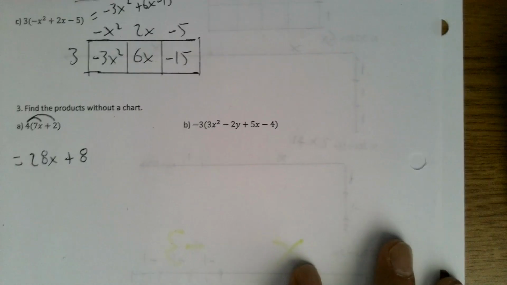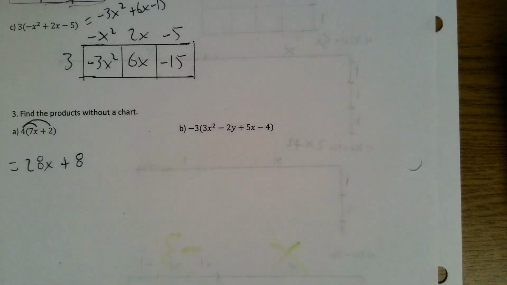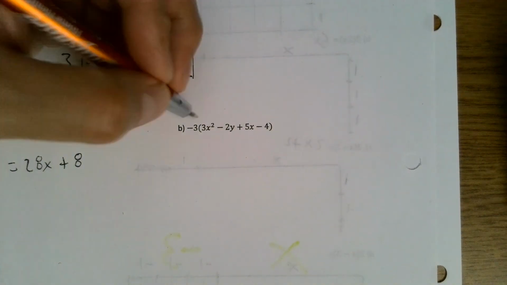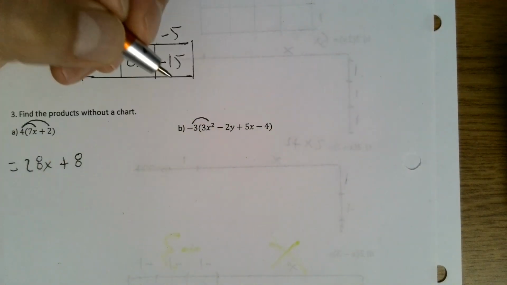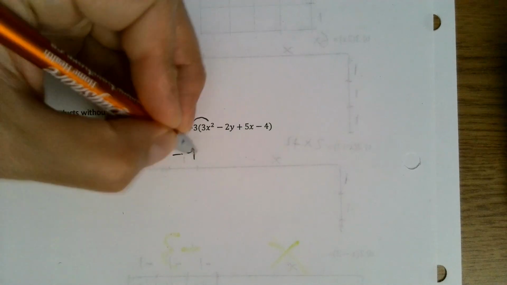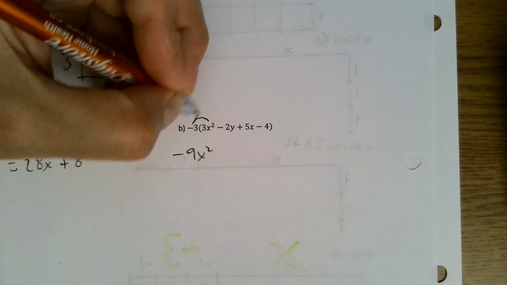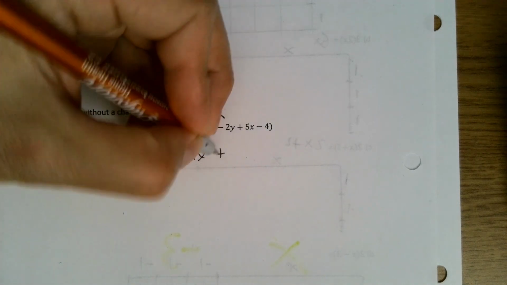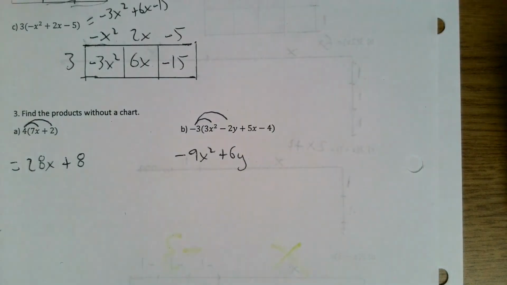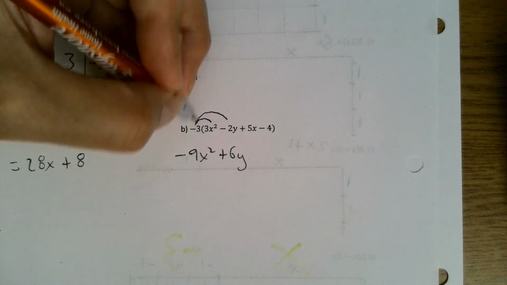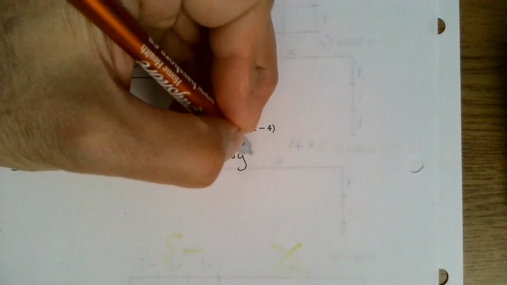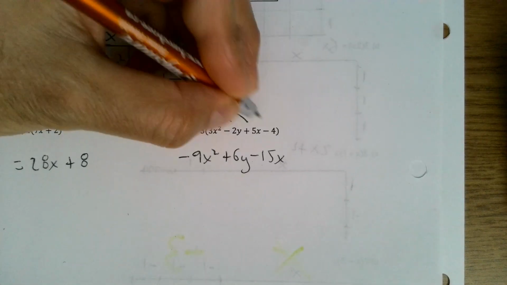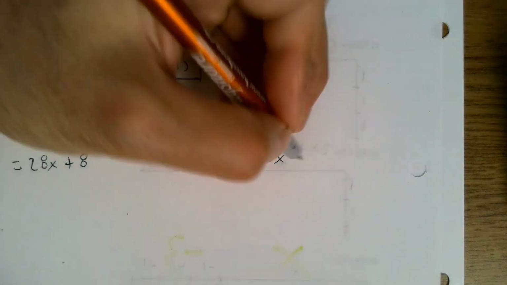And again, why don't you guys pause it, try b by yourselves. Okay, here we go. So I've got negative 3 times negative 3x squared. It's going to be negative 9x squared. Negative 3 times negative 2y is going to be positive 6y. Negative 3 times 5x, negative 15x. And negative 3 times negative 4 is positive 12.